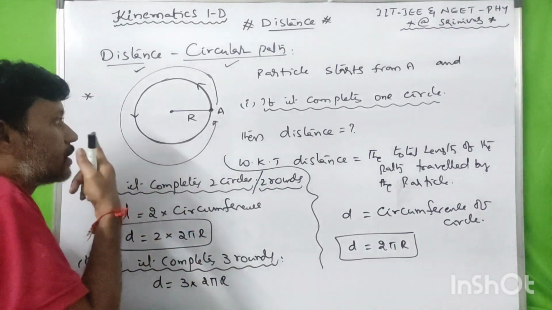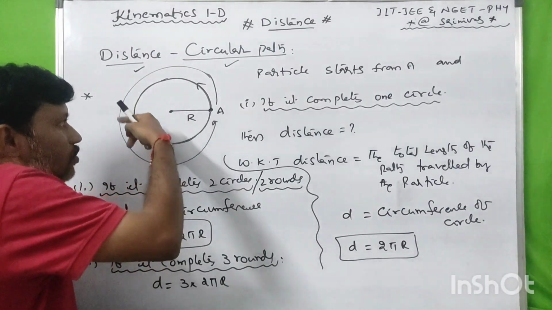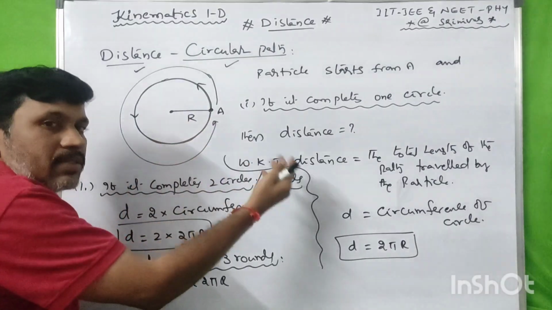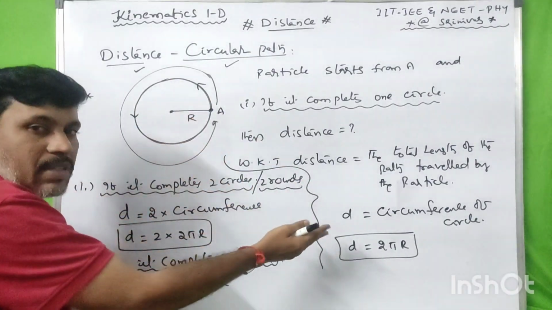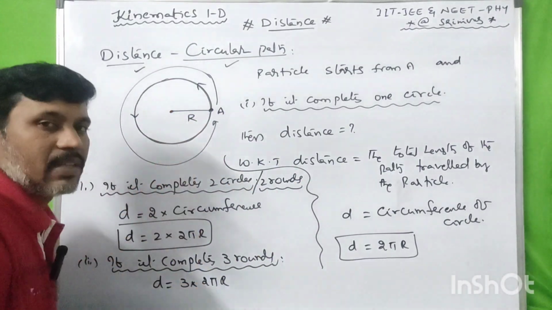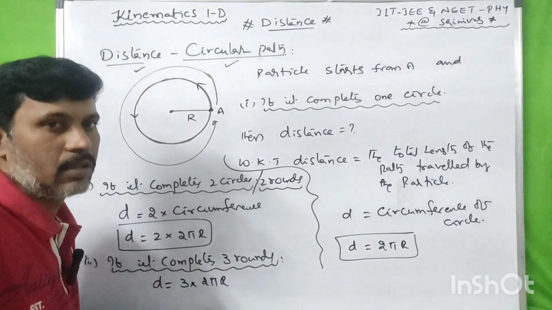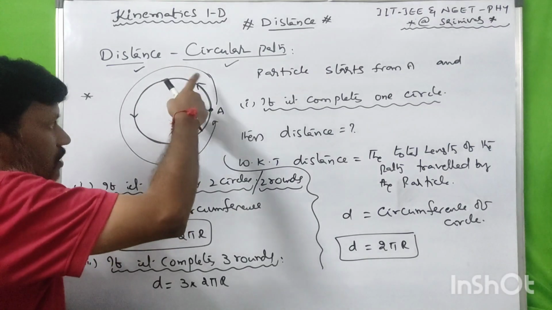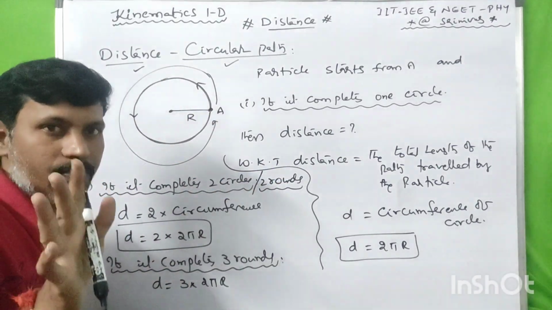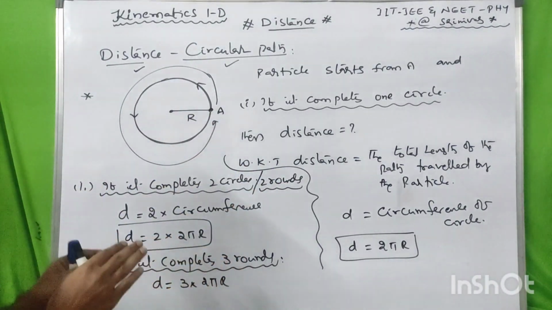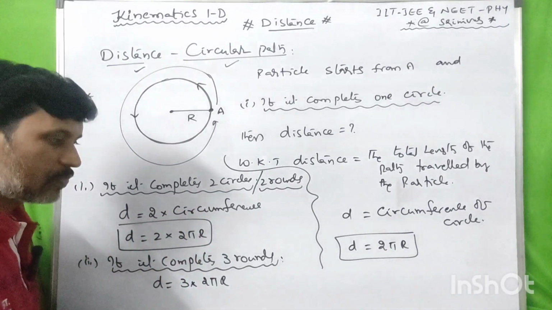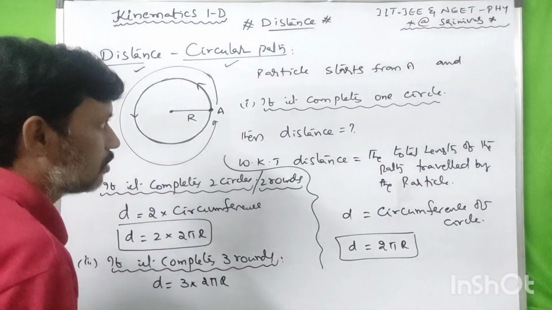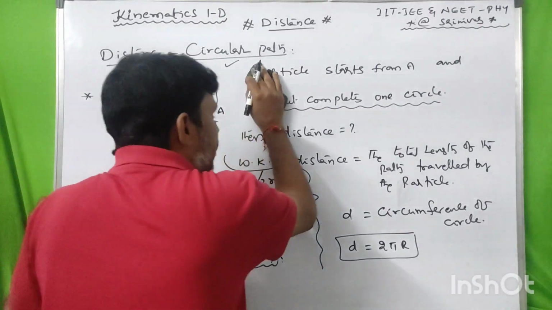Understand what I say? In a circular path, if the particle completes one circle, the distance is the circumference of the circle. Two circles, that means 2 times the circumference. Three circles, 3 times the circumference. However many rounds are completed, we take that many times 2 pi r, the circumference, right? This is how we find the distance for complete rounds in a circular path. So we generalize the overall concept and write a formula. Observe that, and after that you have to write a note. Now let us write the common formula.